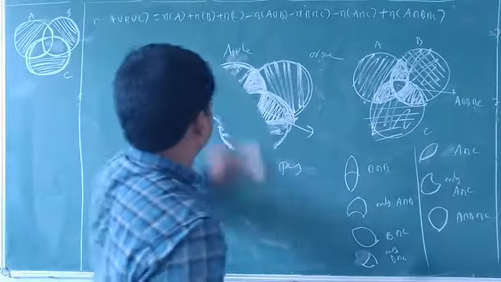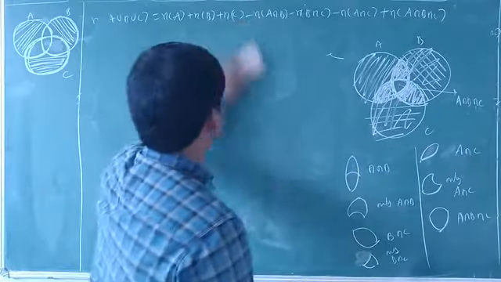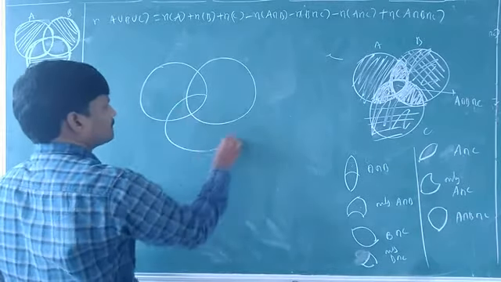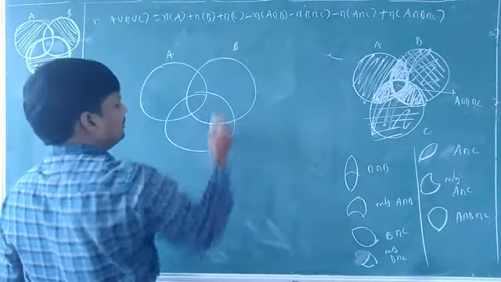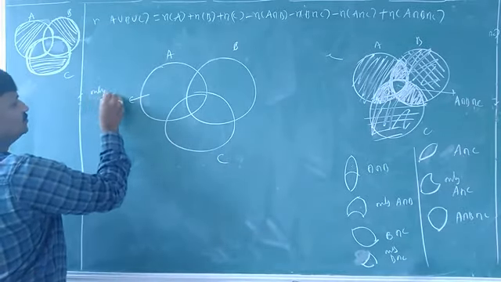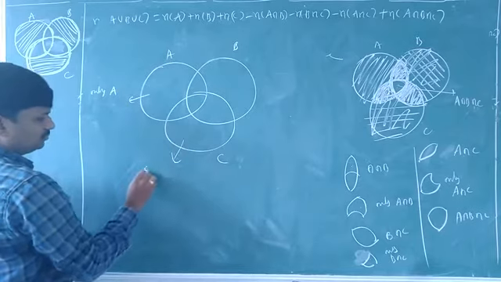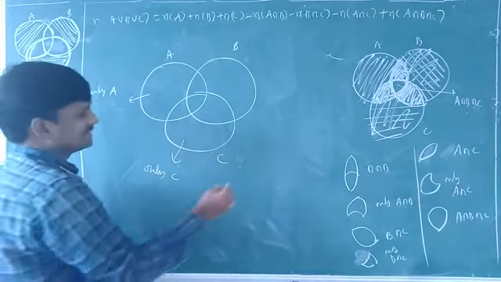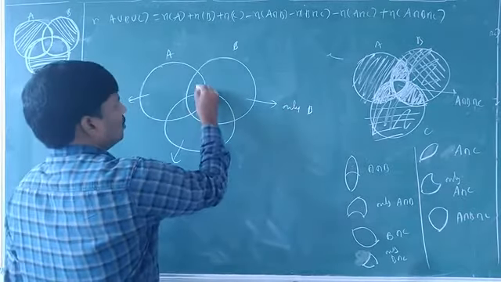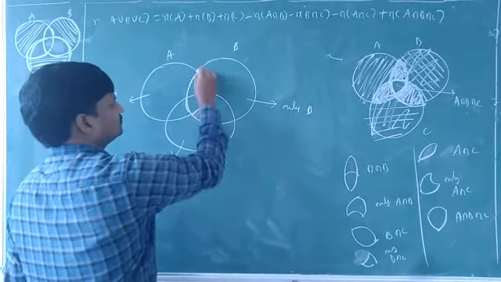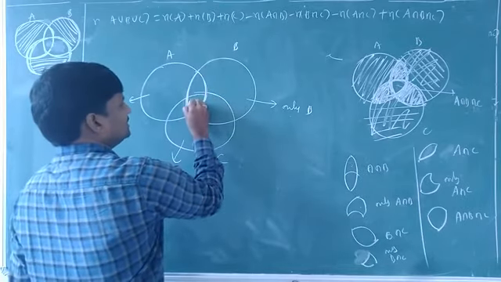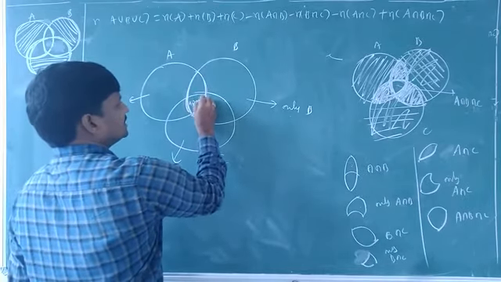Okay? See here. I will note it here. It is set A, set B, set C. Okay. Here what about this one? Only A. What about this one? Only C. What about this one? Only B. What about this total? This total is A intersection B. Right? Here I am writing A intersection B intersection C.